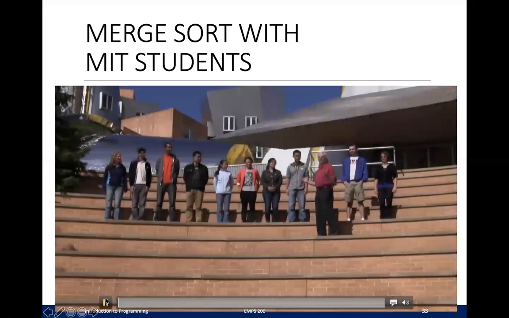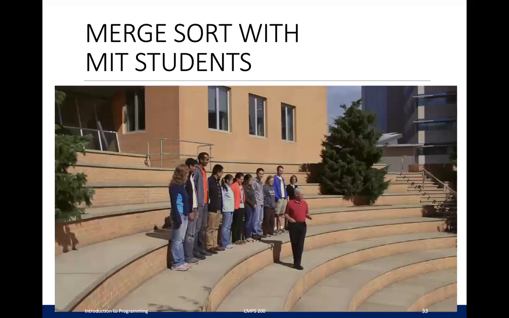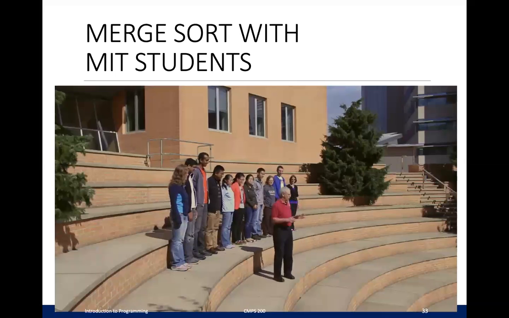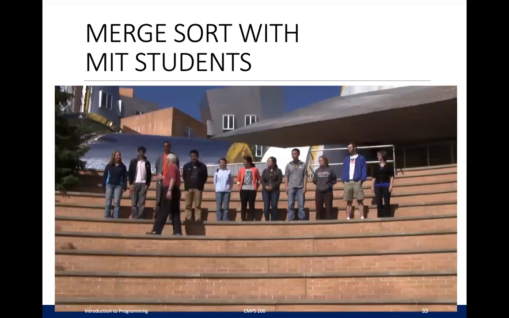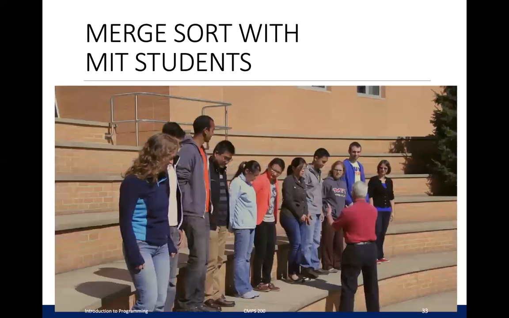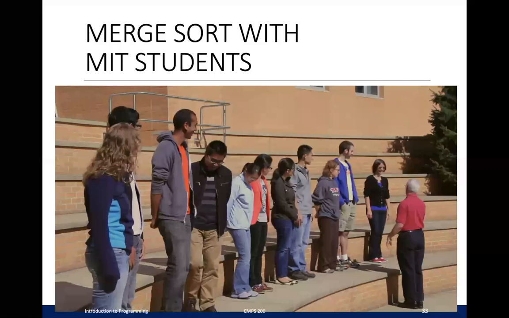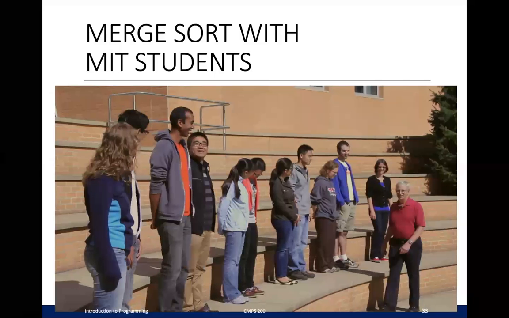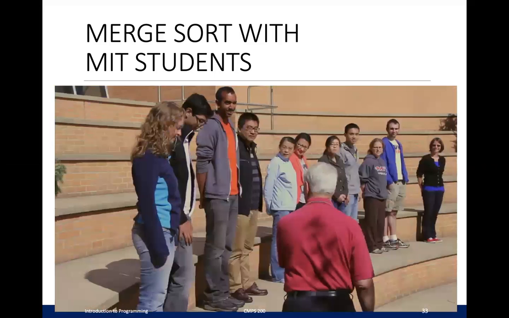So we're about to demonstrate merge sort, and we're going to sort this rather motley collection of MIT students by height. So the first thing we need to do is we're going to ask everyone to split into groups of two. So you split a little bit. You two are together. You two are together. You two are together. You two are together. And you are all by yourself. I'm sorry. All right.